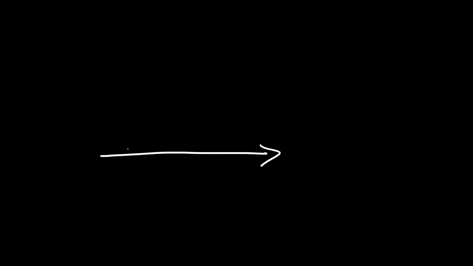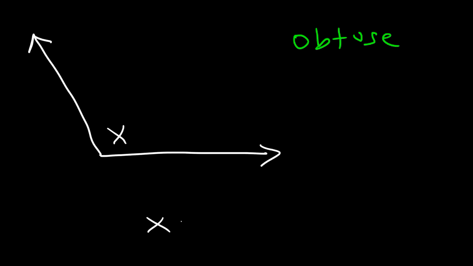The next angle you need to be familiar with is an obtuse angle. An obtuse angle is a relatively large angle. The angle is greater than 90 but less than 180, so that is an obtuse angle.